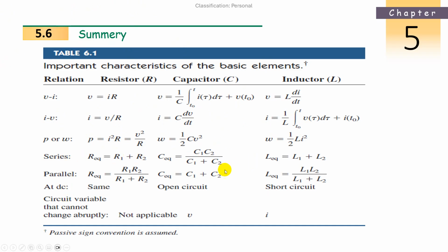So series and parallel are all here. For a DC circuit, a resistor acts the same. I know a capacitor will act as an open circuit and an inductance as a short circuit. Circuit variables that cannot be changed abruptly: in a resistor, not applicable. Voltage cannot be changed abruptly in a capacitance. Current cannot be changed abruptly in an inductance.